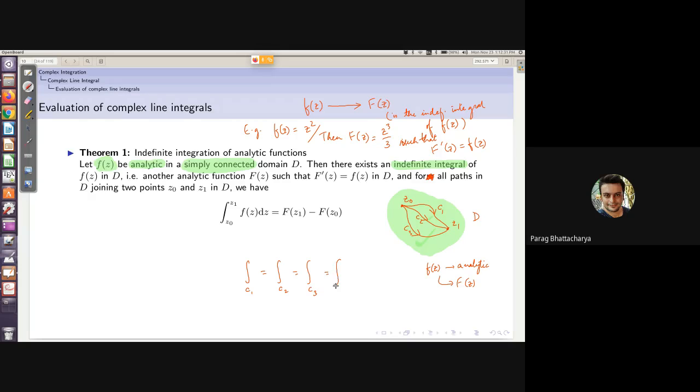All that matters is the two endpoints, Z0 and Z1. That's all that matters over here. This result will be, you take the analytic function, the indefinite integral, substitute the upper limit, minus the same indefinite integral at the lower limit.